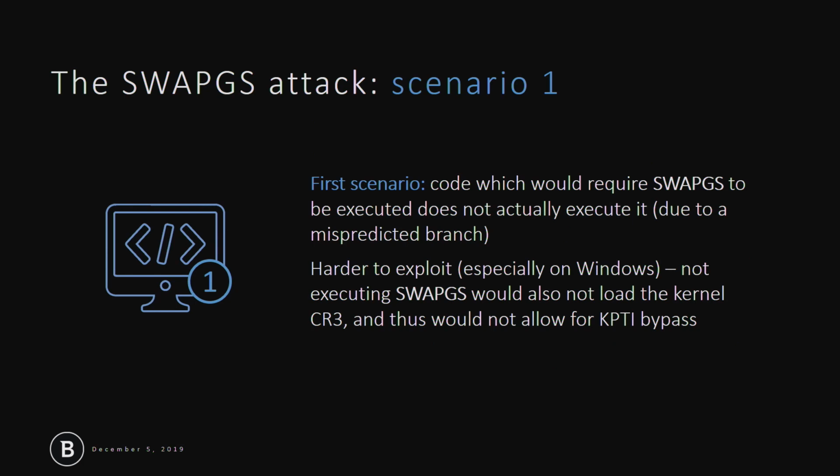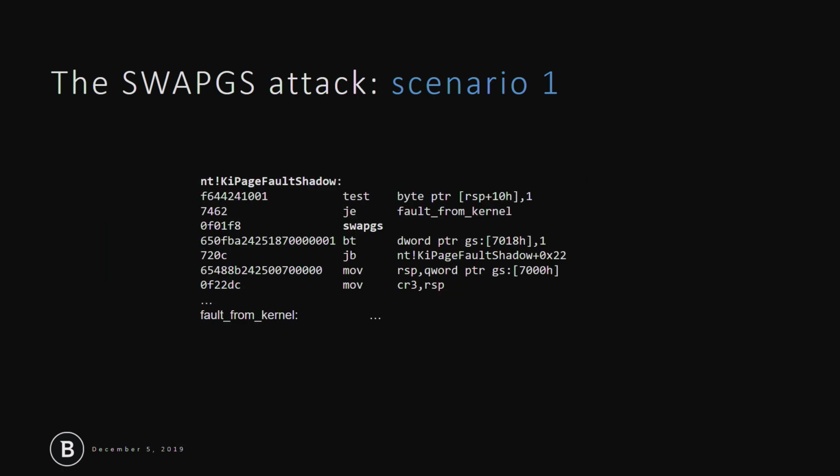So, the first scenario of the SWAPGS attack. In this scenario, you have code inside the kernel which would require SWAPGS to be executed, but instead, due to a misspeculated branch, the SWAPGS never gets to be executed. This type of code is located at the entry point of each exception handler of the Windows kernel. Right here we have a clear example. This is a piece of assembly code taken directly from the page fault shadow handler inside the Windows kernel.